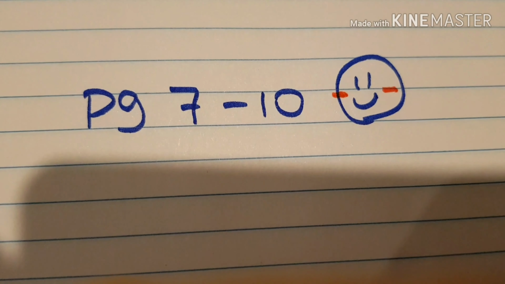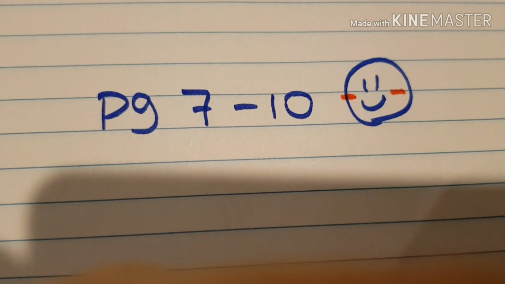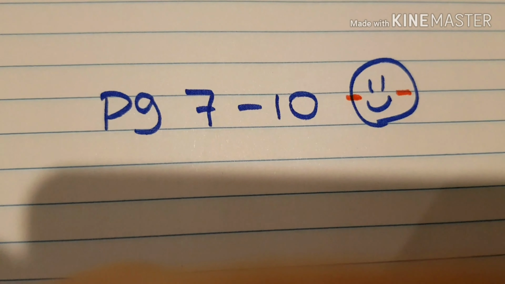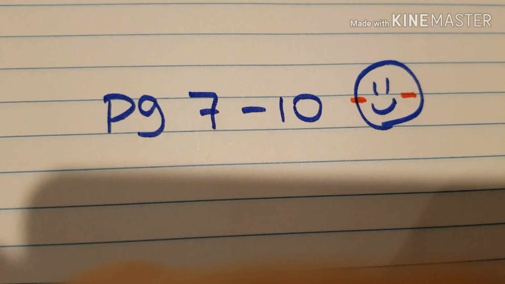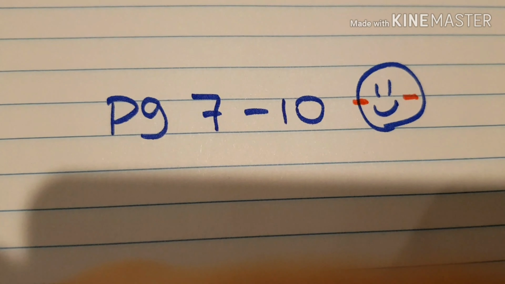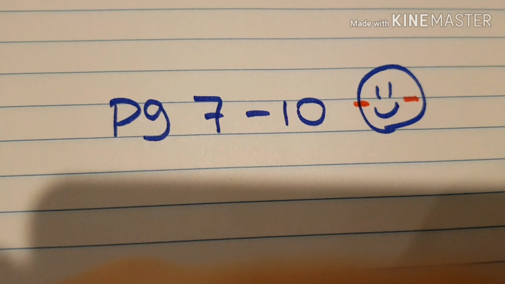Okay, so now it's your turn. I want you to have a go at page 7 to 10 from your Walker Math book. Please mark your answer. And once finished, you need to take a picture and submit on the Google Classroom.